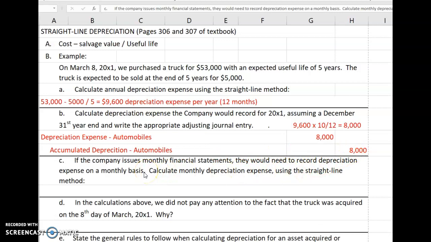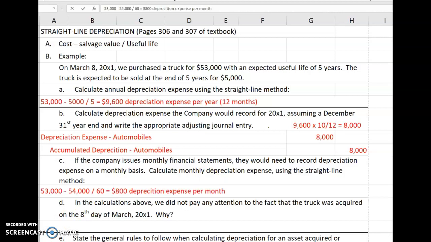If a company issues monthly financial statements, they would need to record depreciation expense on a monthly basis. Calculate monthly depreciation expense using straight line method. Do your work, then pause the video and check your answer after you've calculated your monthly depreciation expense.